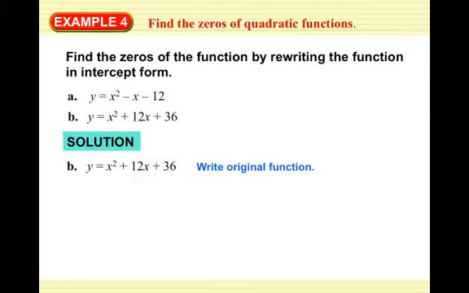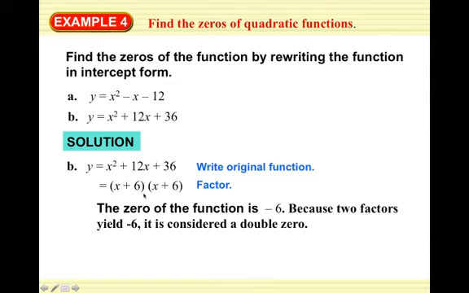Let's look at the solution for B. All right, we're going to factor. When we factor, numbers that multiply to be 36 and add to be 12 are going to be 6 and 6. If we set x plus 6 equal to 0, we get negative 6. So the zero of the function is negative 6. Because two separate factors yield negative 6, it is considered a double zero or a double root. Sometimes you'll hear it called that.